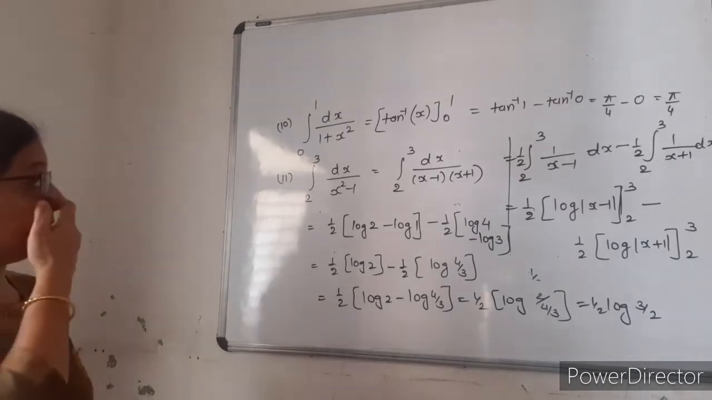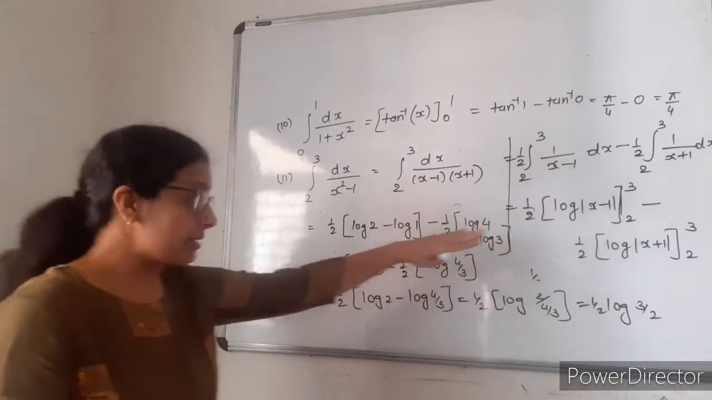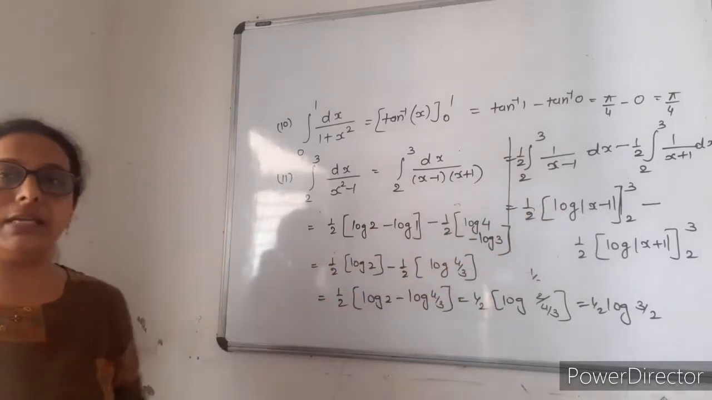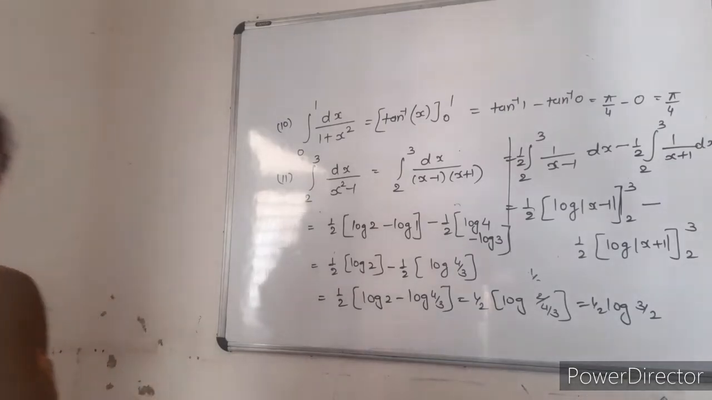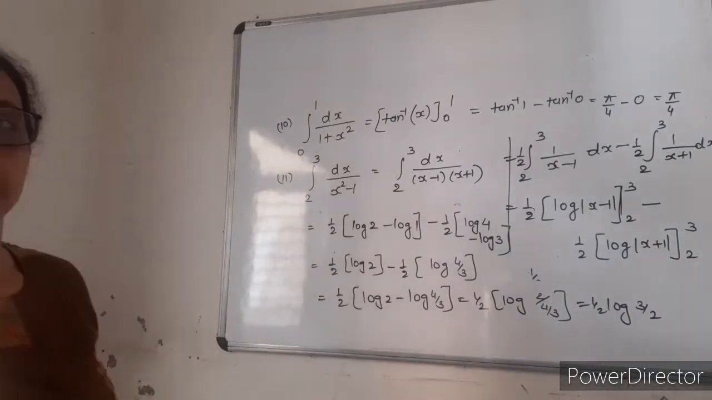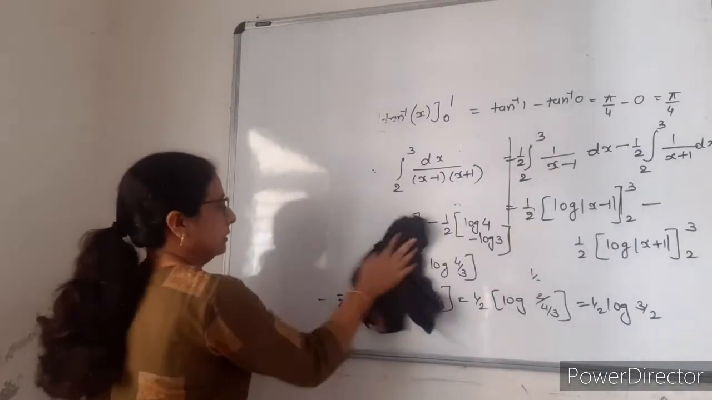Then we'll go ahead with question number 12. This method is the same. You know that. We just apply the limit and simplify. This is the exercise, so do it. This is question number 11. Then we'll go ahead. Now, question number 12.